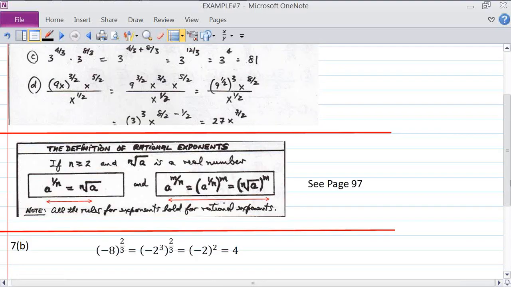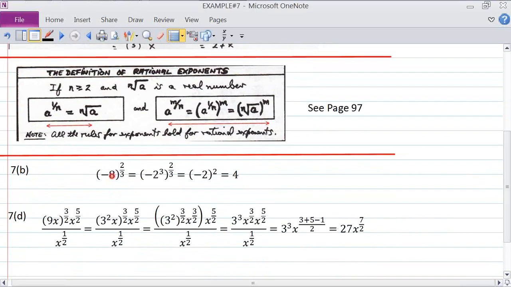Now I've done this over here in a little more detail. I wrote minus 8 to the 2/3. And now instead of writing minus 8, I'm going to write minus 2 cubed to the 2/3. Now what happens is this 3 cancels with this 3, and I've got minus 2 squared, which is 4. So this is just a different way of looking at it. Instead of writing minus 8, I wrote minus 2 cubed. Now I multiply these two together, so this is in the numerator and in the power term, and this is in the denominator. So I cancel the 3 here and the 3 here, and I'm left with a 2. I get 4 here.